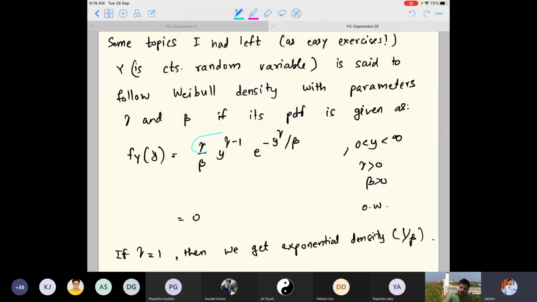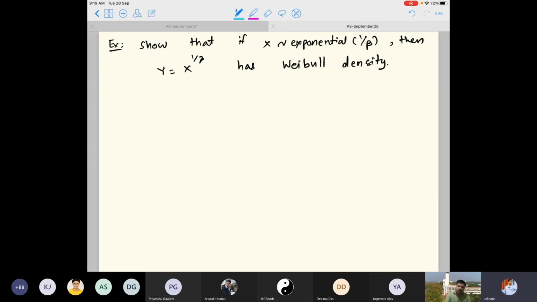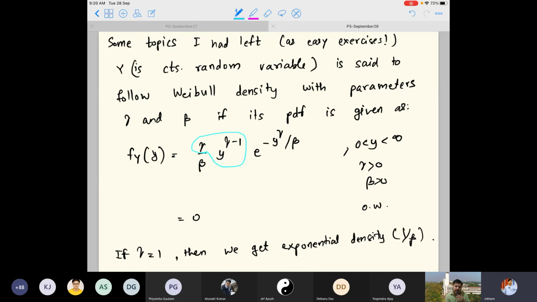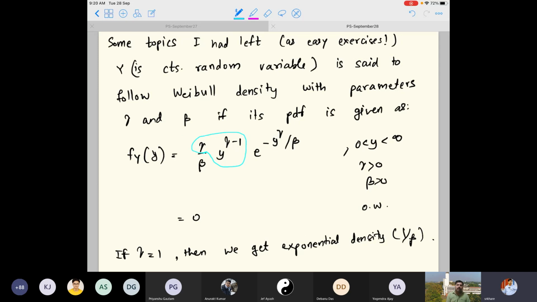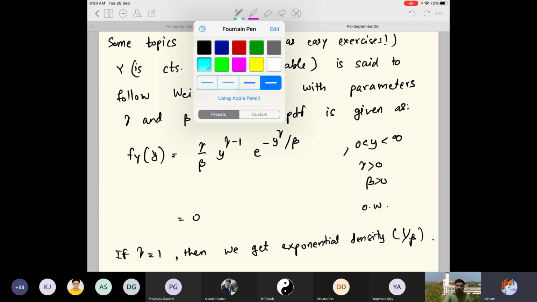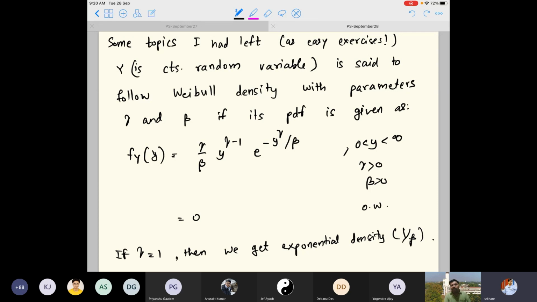So this term that you see here is coming out of the derivative of y to the power gamma. Where is y to the power gamma coming from? It comes from x is equal to y to the power gamma, right? So that derivative term comes, and then you have e to the power minus y to the power gamma divided by b. Wherever you see x, you will substitute y to the power gamma. That's what you will do. So that's how you can derive this result very easily.